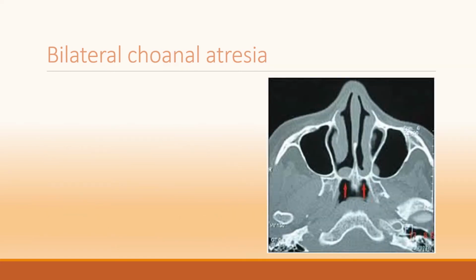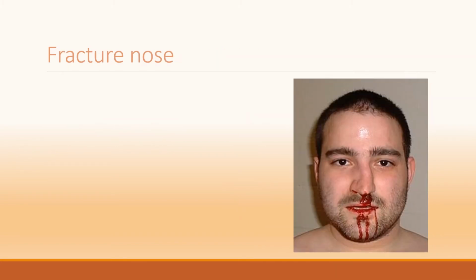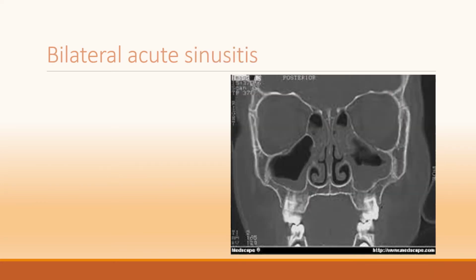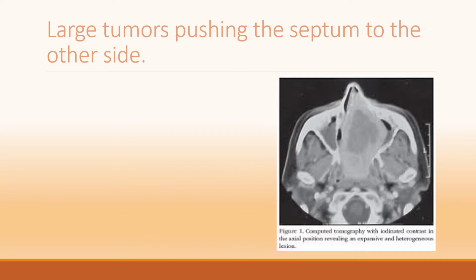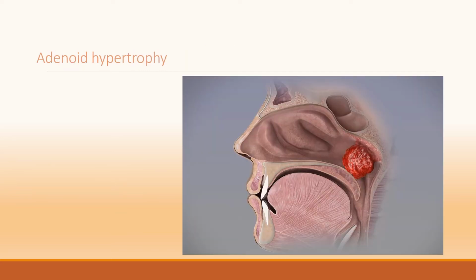Can you see the bilateral choanal atresia? Remember, bilateral choanal atresia is an emergency. Here is a patient showing a fractured nose with deviated nose. Bilateral sinusitis. Large tumor. Nasal polypi. Adenoid. Can you see it in the nasopharynx?